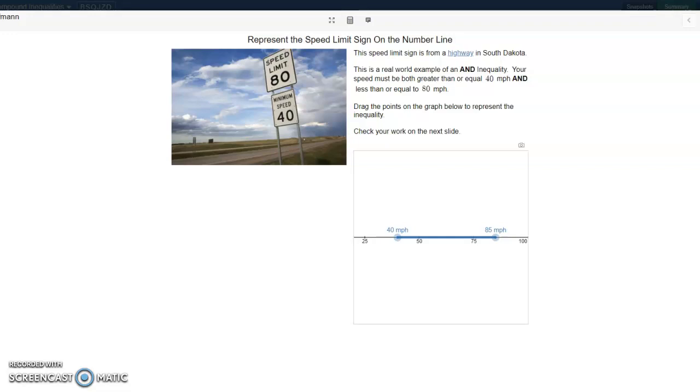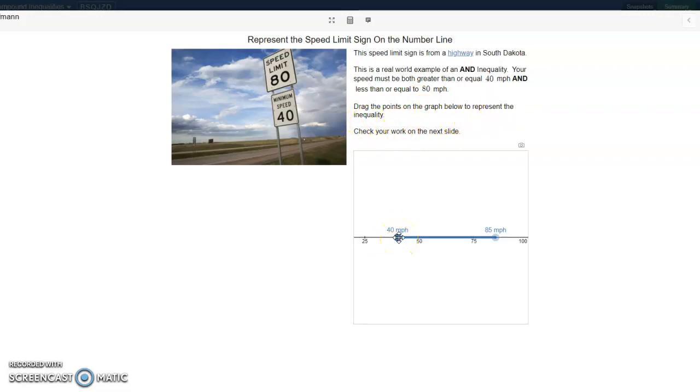Guys, so if you've already clicked on this Desmos activity on your Canvas page, you're now on this screen. It says represent the speed limit sign on the number line. The speed limit sign is for a highway in South Dakota. This is a real-world example of an and inequality. Your speed must be both greater than or equal to 40 miles per hour and less than or equal to 80 miles per hour. Drag the points in the graph below to represent the inequality.